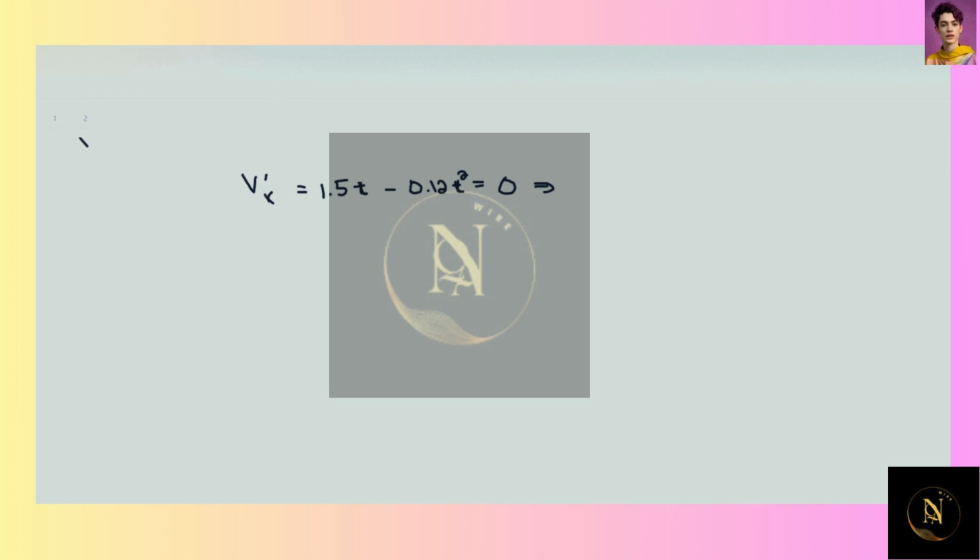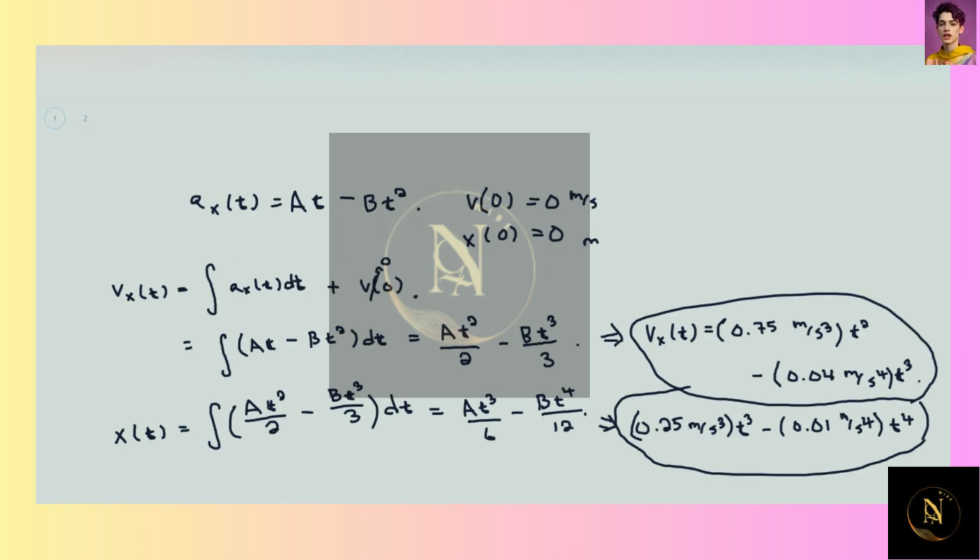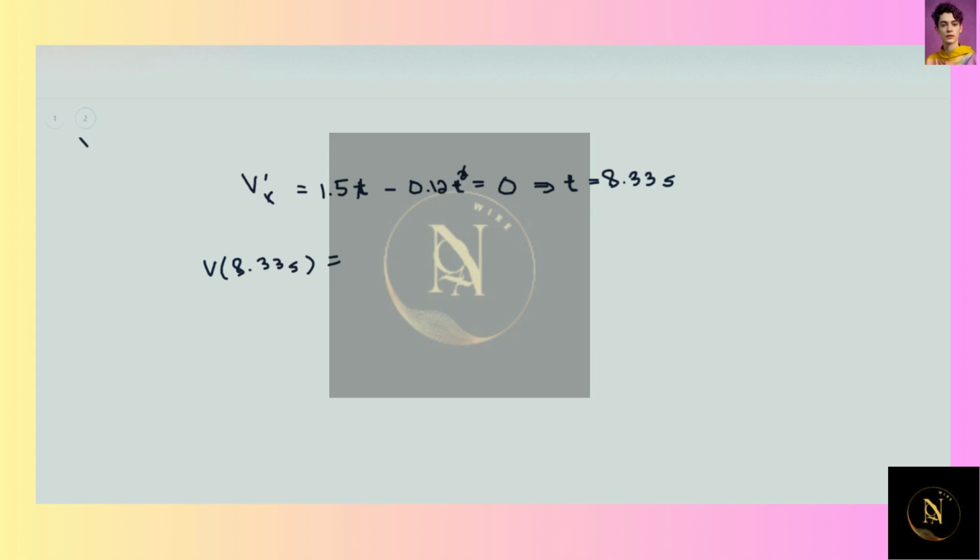Solving this for t, we can cancel t here, and then that makes it much easier to solve for t. We get that t is equal to 8.33 seconds. This is the time when the velocity is a maximum, but it's not the maximum velocity. To get the maximum velocity, we plug this time into v of t. So v of 8.33 seconds is equal to, if you just plug this in and use your calculator, you will get 28.98 meters per second. And that's the maximum velocity. And that's the end of the problem.